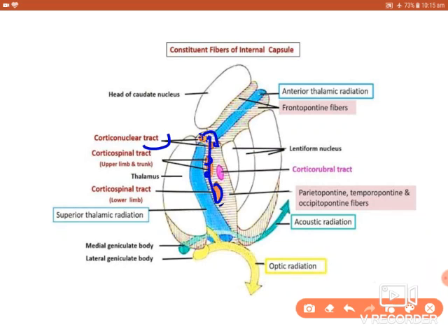So this is the pyramidal tract. Okay, that you can see in this posterior limb. The pyramidal tract of this pyramidal fibers. This is important. You can see it in this posterior limb.